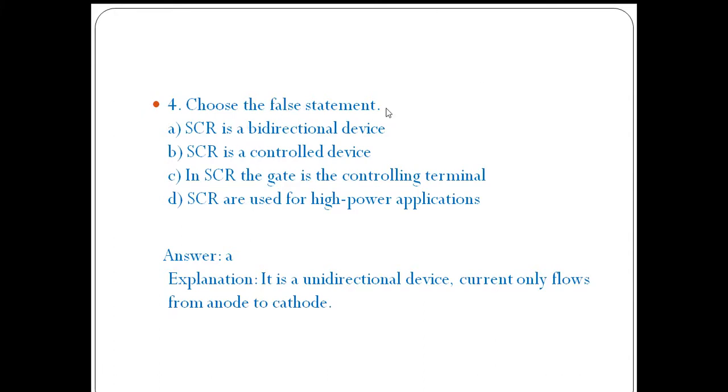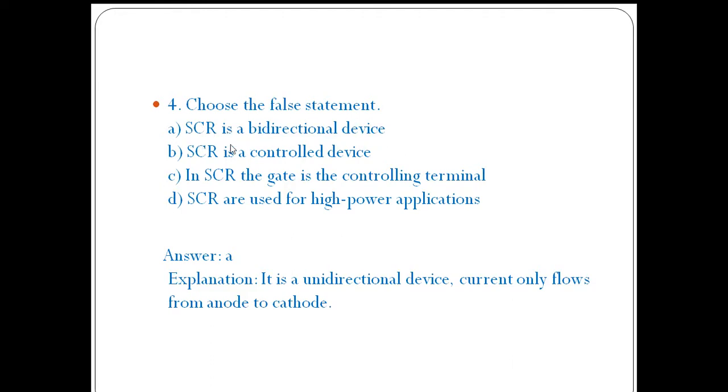Choose the false statement. SCR is a bidirectional device. SCR is a control device. In SCR the gate is the controlling terminal. SCR is used for high power applications. Actually SCR is a unidirectional device. It will conduct from anode to cathode, so current flows only in one direction. In reverse bias, there won't be any operation of the device. That's why option A will be the false statement.